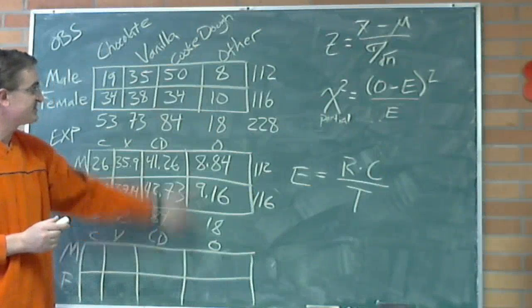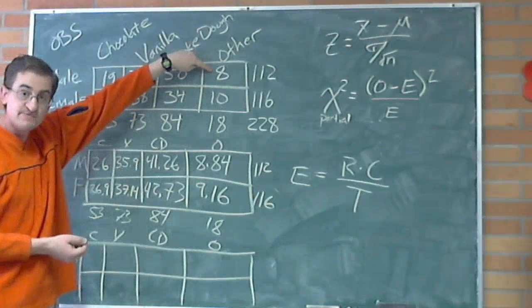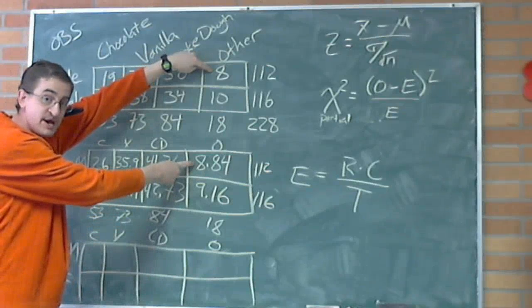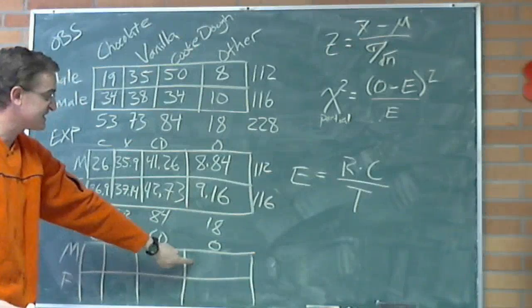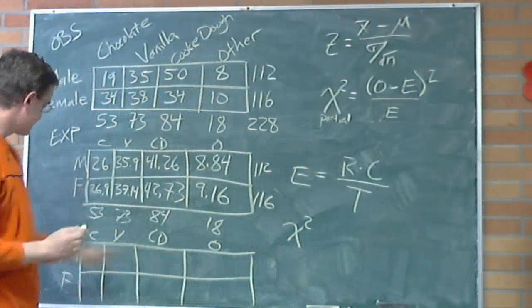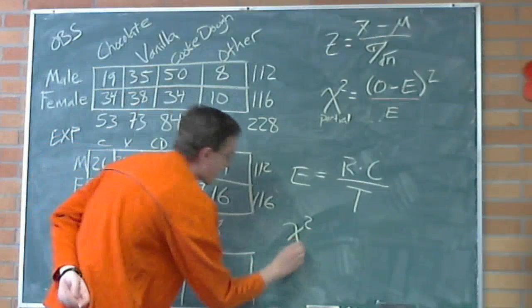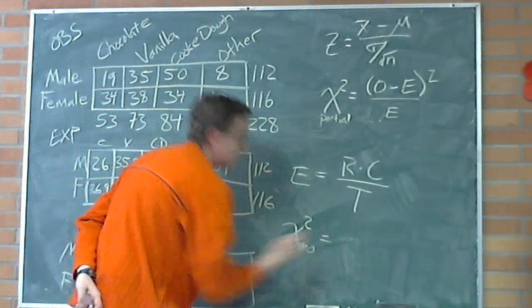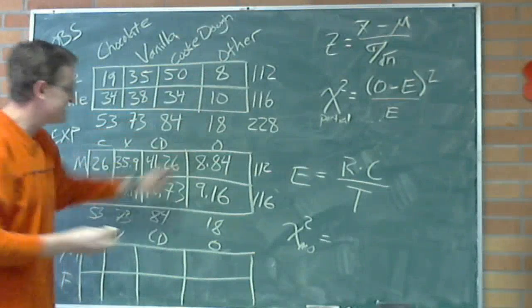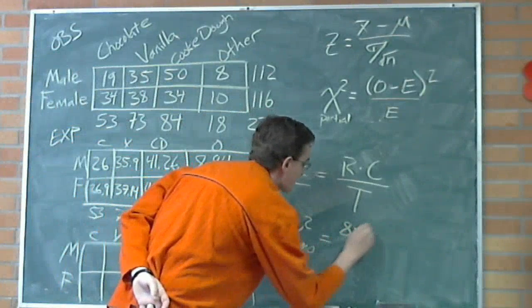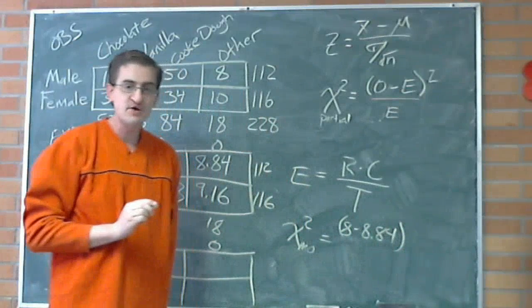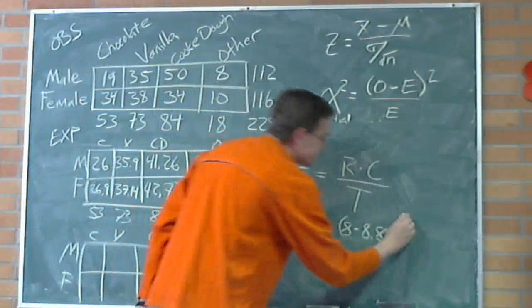What is my chi-squared for this? In other words, I observed 8 people. I expected to get 8.84. How far off is that? Well, to get this guy, I'm going to call him my chi-squared for the male other, which spells Mo, and that's kind of cool. I'm going to take 8 minus 8.84. Okay, that's how far apart they were. I'm going to square it.